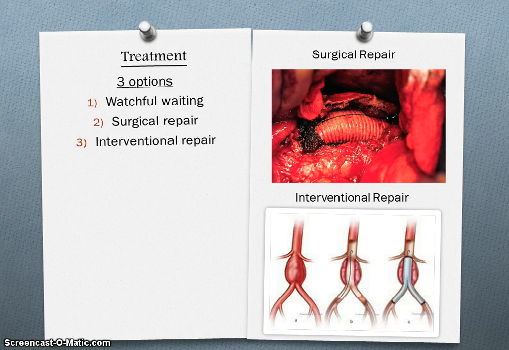The second one is surgical repair. This is most common in large unruptured aneurysms. This is an open surgical repair by a vascular surgeon. This procedure is very hard on those who have vascular diseases or heart failure. First, they make an incision from the xiphoid down to the pubic bone, so it's a pretty big incision.